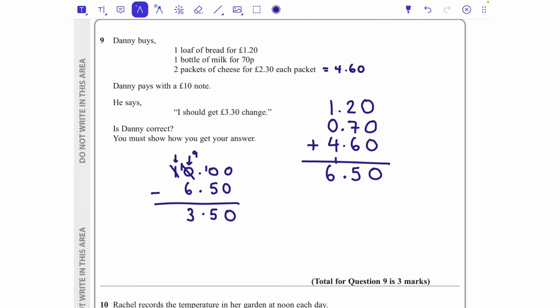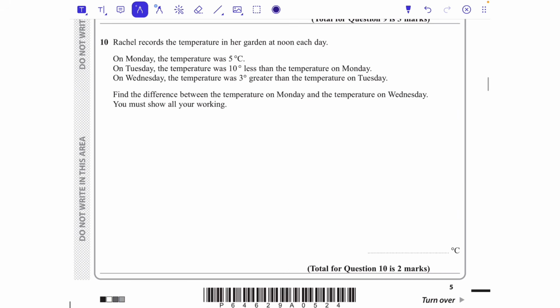Is Danny correct? So now we want for that last mark to explain. No, he gets £3.50 change. There we go. Question number 10.